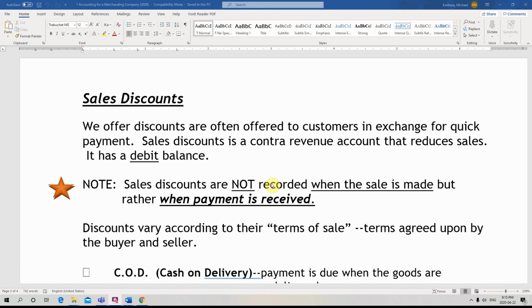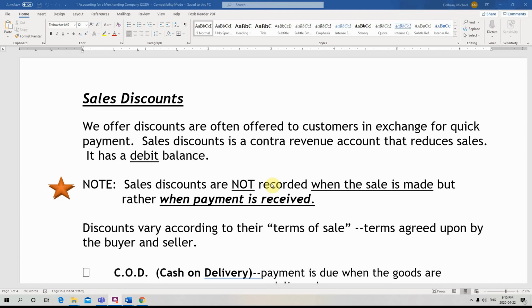All right, I'm going to continue with the note. The next point is sales discounts. Now, we talked about purchase discounts, okay? So, purchase discounts are contra purchase accounts so that they have credit balances, okay? Now, sales and purchase discounts are discounts that we get for paying quickly.